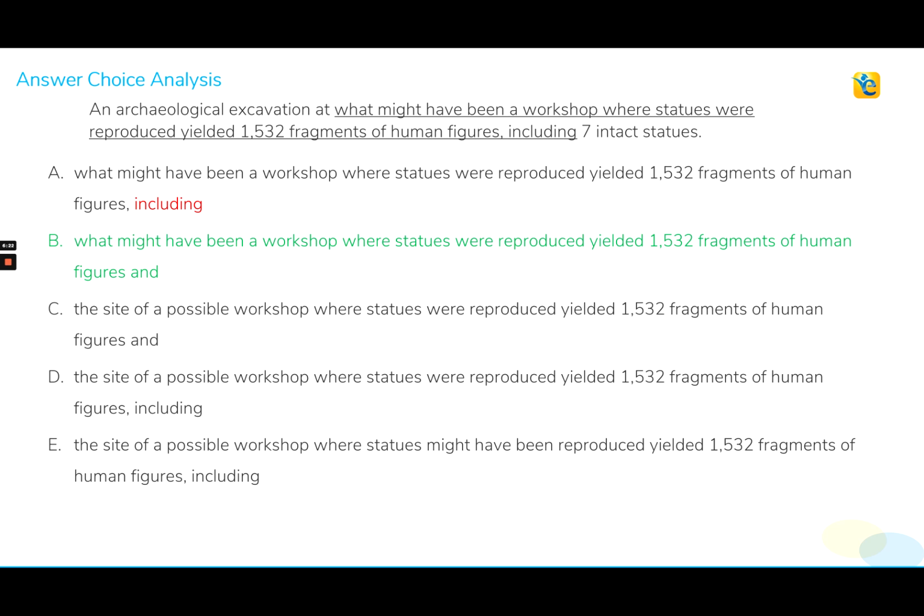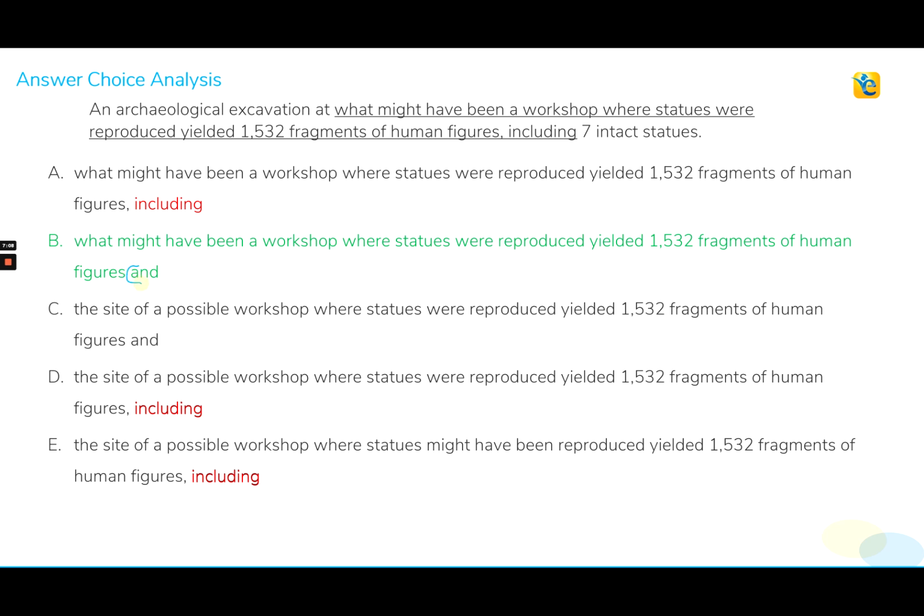Now, on the basis of the usage of this particular word, we can actually reject choices D and E because they straight away use the word including. So, without even getting into the details of D and E, just by looking at the presence of the word including in these two answer choices, we can reject them. So three answer choices are gone. Now the contest is between B and C. And as you can already make out, B is the correct answer choice because over here we see that the word including has been correctly replaced by and.